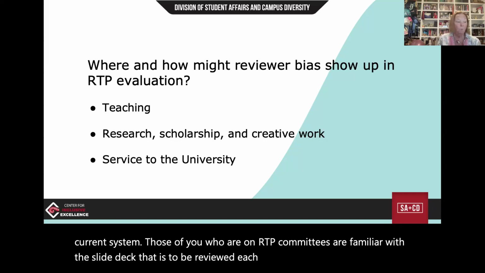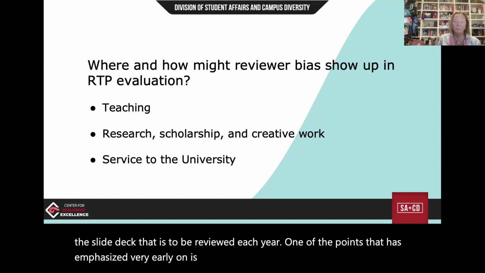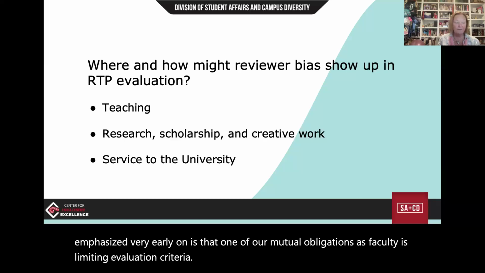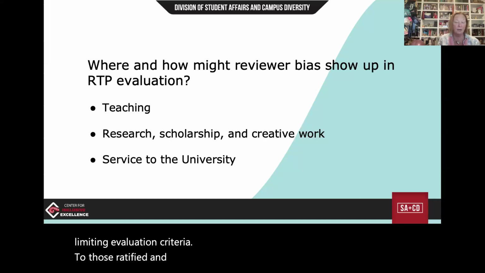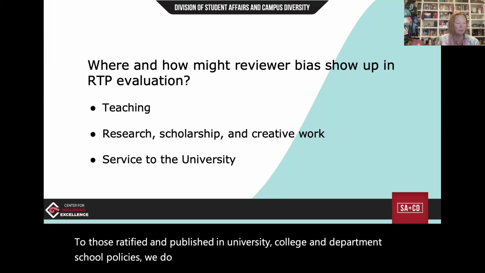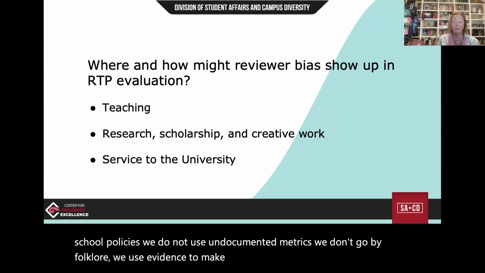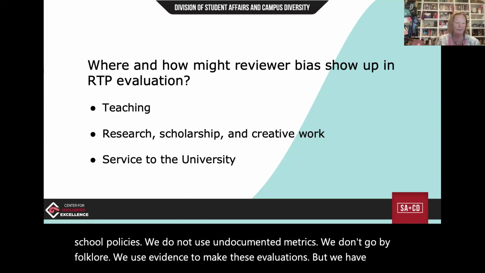year. One of the points that is emphasized very early on is that one of our mutual obligations as faculty is limiting evaluation criteria to those ratified and published in university, college, and department or school policies. We do not use undocumented metrics. We don't go by folklore. We use evidence to make these evaluations, but we have to consider what evidence.